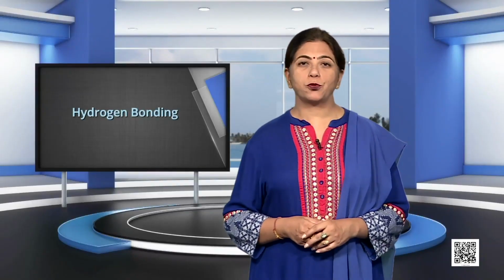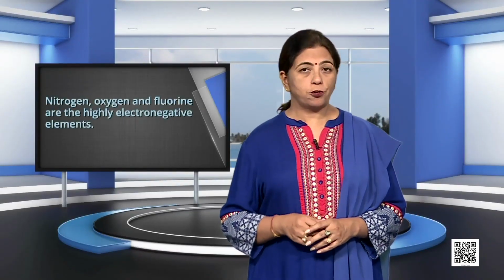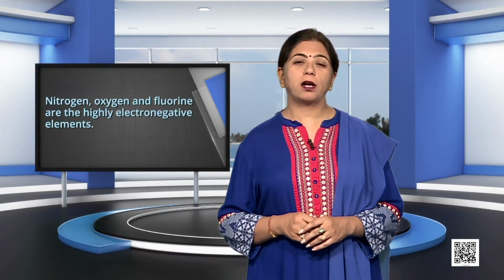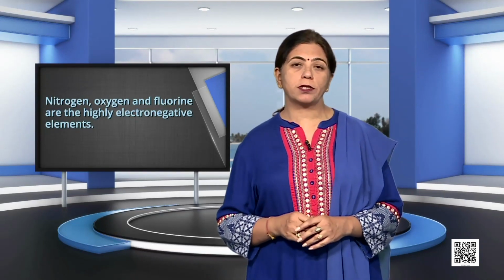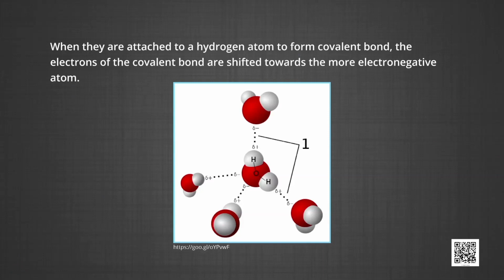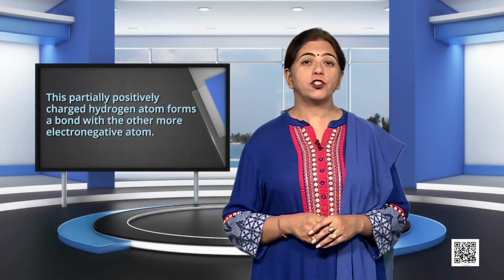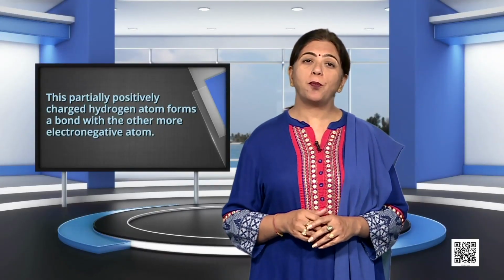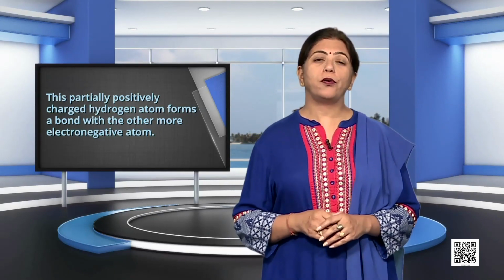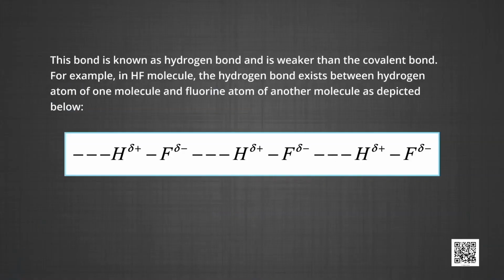Now, let us discuss hydrogen bonding. Nitrogen, oxygen and fluorine are highly electronegative elements. When they are attached to a hydrogen atom to form a covalent bond, the electrons of the covalent bond are shifted towards the more electronegative atom. This partially positively charged hydrogen atom forms a bond with the other more electronegative atom. This bond is known as hydrogen bond and is weaker than the covalent bond.